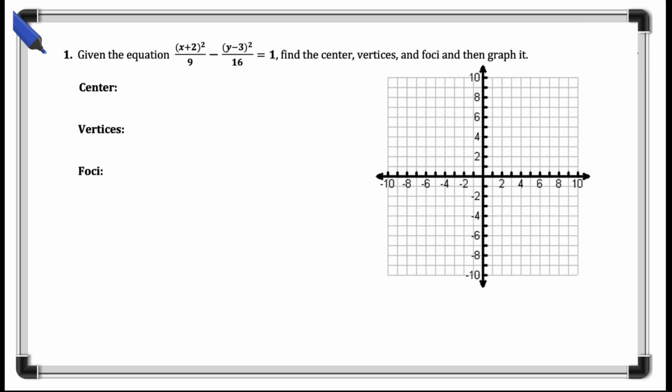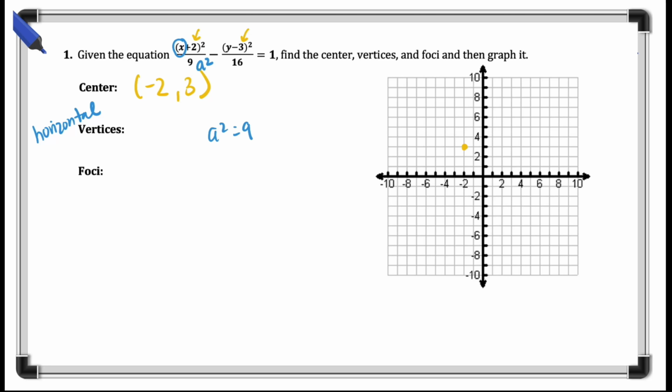Okay, so the first thing you want to do is find the center. You have your x here, which is -2, and you have your y, which is 3. So you have -2 and 3 as your center. Now the next thing we're going to do is find the vertices. Because the a squared is always first, the way that you know which direction your hyperbola will open is the fact that x is here in the first fraction. So this will be a hyperbola that opens in the horizontal direction.